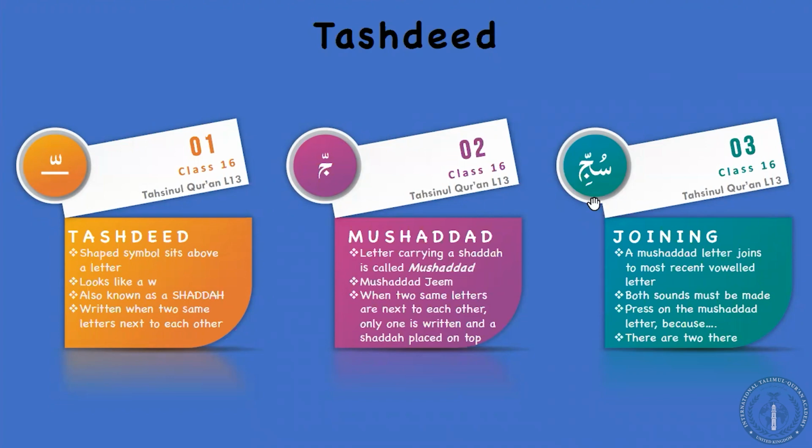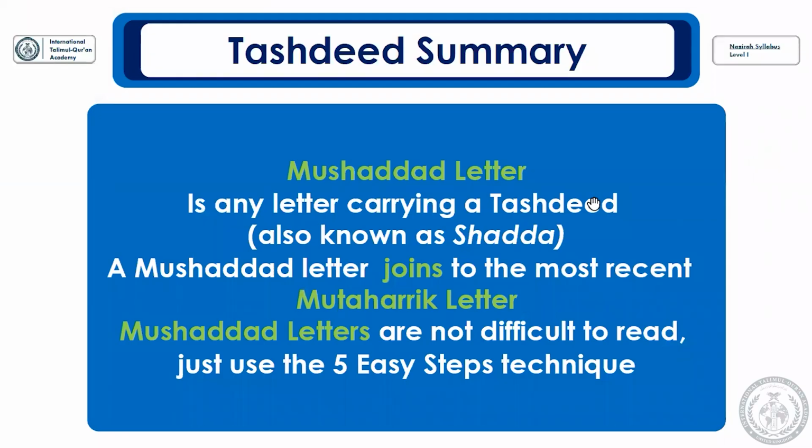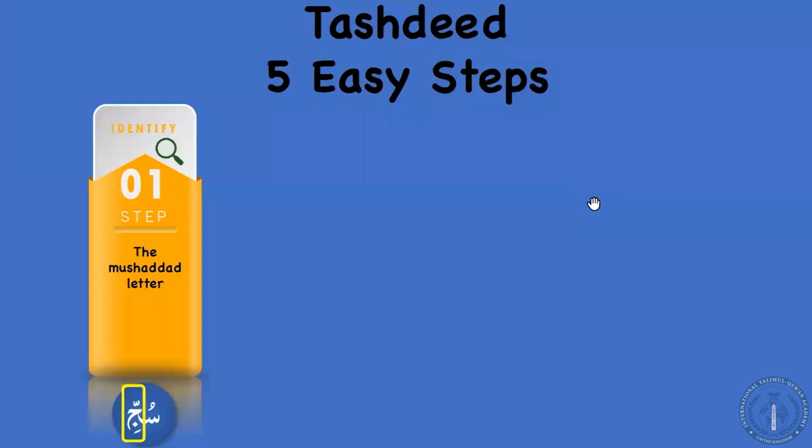Okay. So in summary, a mushaddad letter is any letter carrying a tashdid, also known as a shadda. And a mushaddad letter joins to the most recent mutaharrik letter, a letter that carries a sign. And it's quite easy to read a mushaddad letter as long as you follow these 5 steps. So the first thing that you need to do is identify your mushaddad letter. In this case, over here at the bottom, we can see it's the jim.